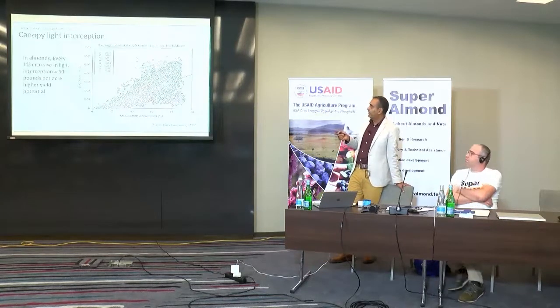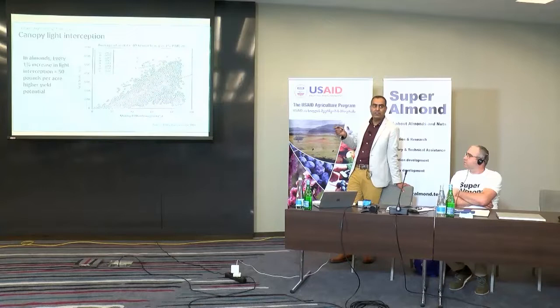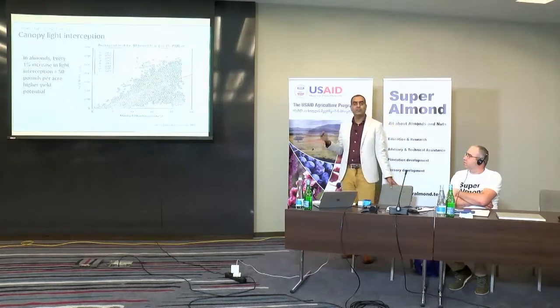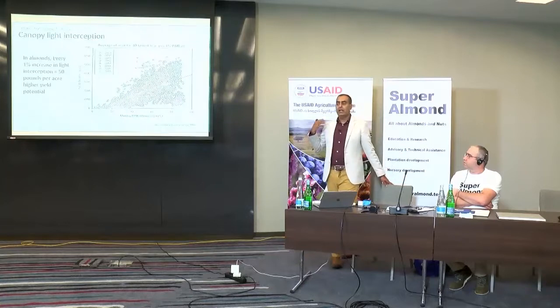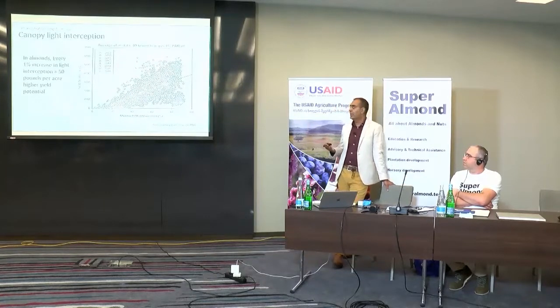Look at this little clump here. So when you pass 80%, your yield drops significantly. That is because of too much shading, that's because of the diseases and pest pressure that too much shading brings.